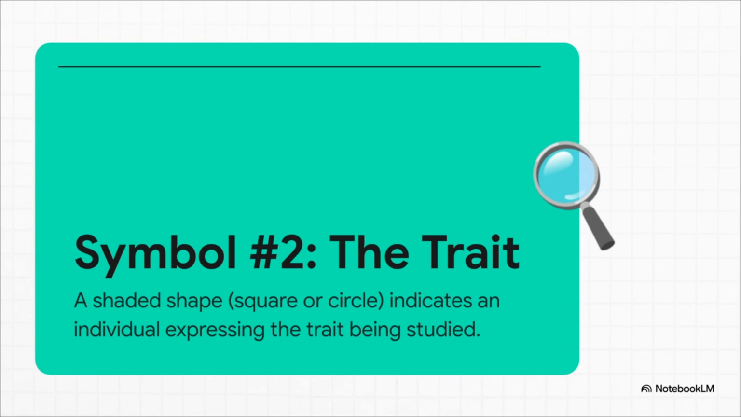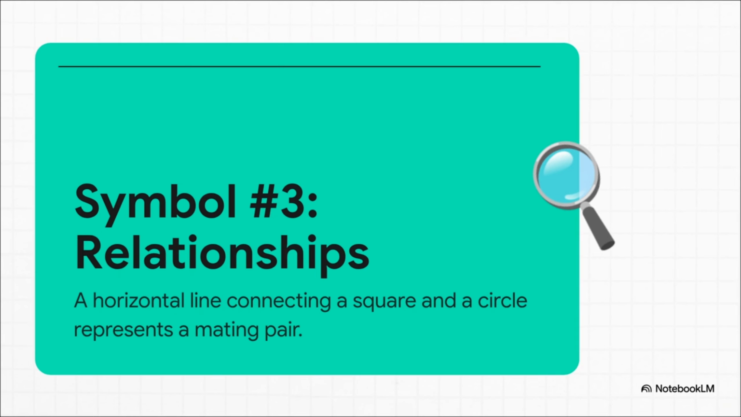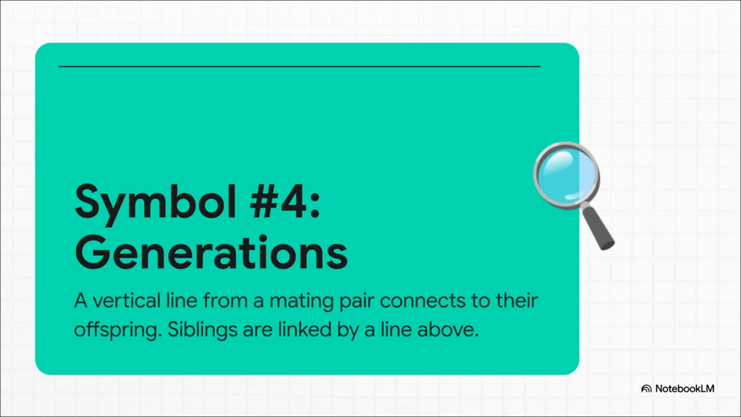Well, if an individual has that trait, whether it's blue eyes or a genetic condition, we just shade in their shape. So, a shaded square or a shaded circle means that person is affected. To show a relationship, like a mating pair, you just draw a horizontal line connecting a square and a circle. And from that line, a vertical line drops down to connect to their children, the next generation. Brothers and sisters are then connected by their own horizontal line. And that's it. Those are pretty much the core building blocks of this entire language.